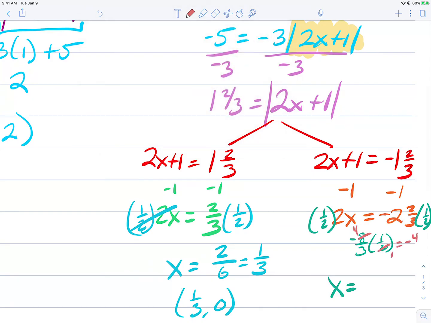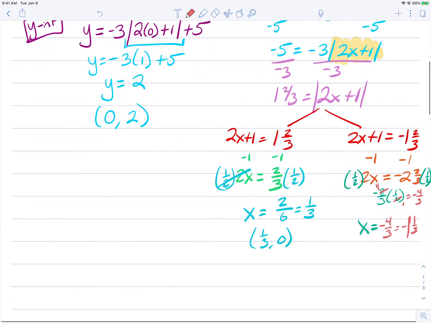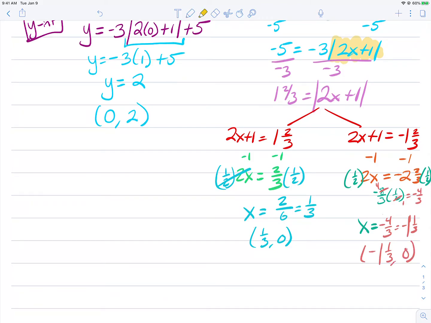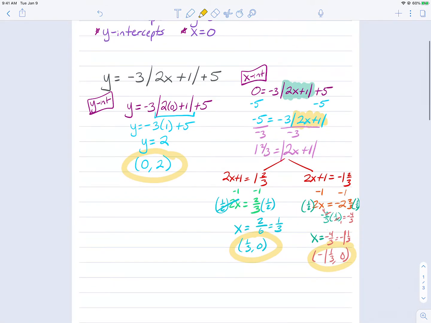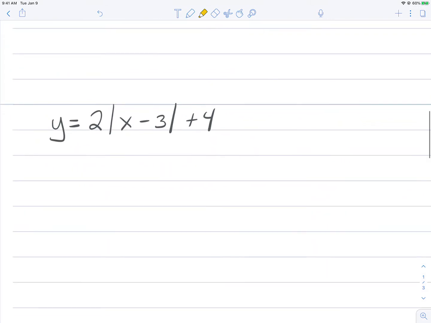So I have -4/3, which is the same as -1 1/3. So my other x-coordinate is at (-1 1/3, 0). So I've now figured out my y-intercept and my x-intercepts. Let's try one more.